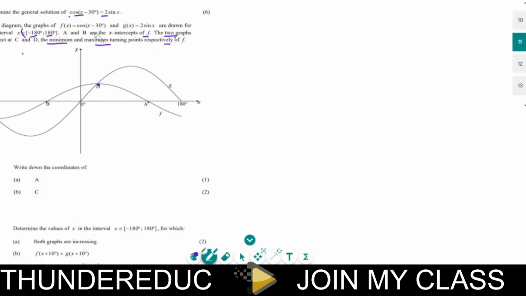All right. Then they want us to get the coordinates of A. We know that A is the x-intercept, and what we know about the x-intercept is that y will always be 0. So in this case, if we look at the graph of f, which is this one, cos(x − 30), we said our f(x) is the same as y. You can do the substitution if you want. Then this will be 0.